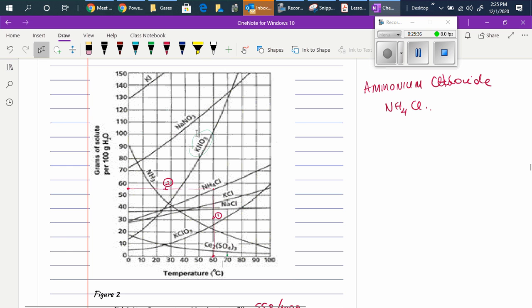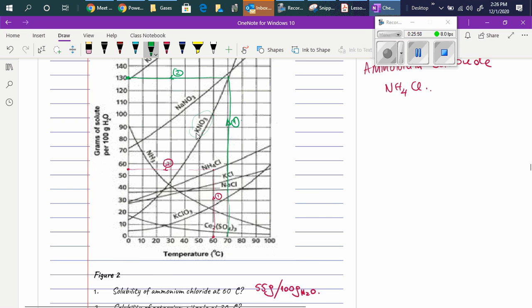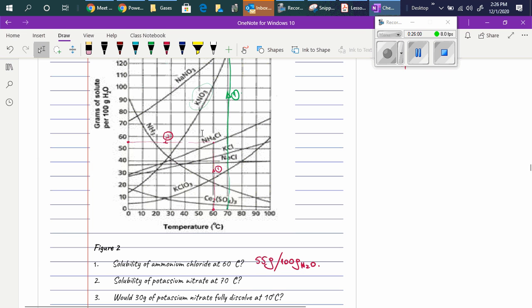So we will go from 70 degrees Celsius vertically up until it reaches the potassium nitrate. This will be the first step, and then we will go horizontally, this being the second step, and take the reading from here. So we can say that potassium nitrate has a solubility of 130 grams per 100 grams of water.